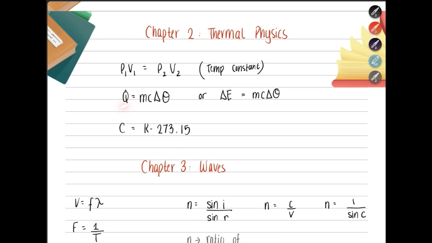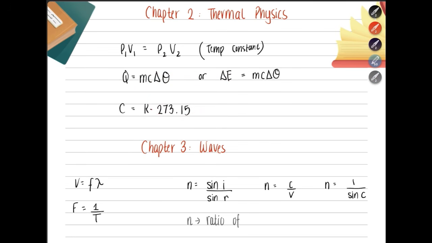Q is the energy transferred, energy taken in or energy given out, multiplied by the mass. C is specific heat capacity. And then a change in temperature. Q can also be written as delta E. Both of them are the same.